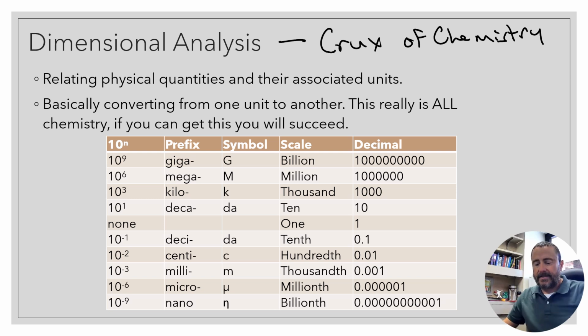This is relating the amounts of things to their different units. What I mean by that is converting from one unit to another unit. That's really what chemistry is all about. So if we can do this, then we are going to be way ahead of the game. We should be practicing these things as much as we possibly can, early and often. We're going to work a couple of sample problems on the next slide.